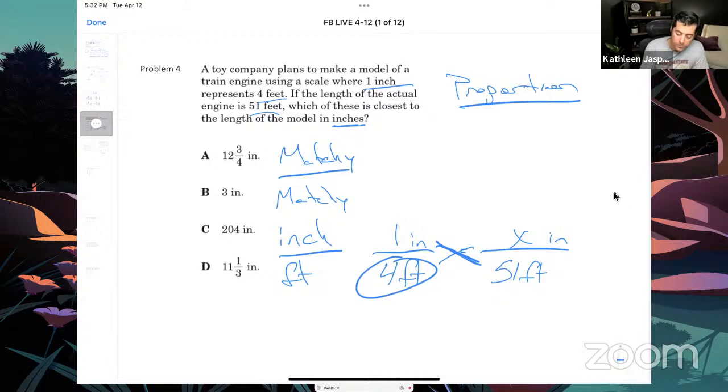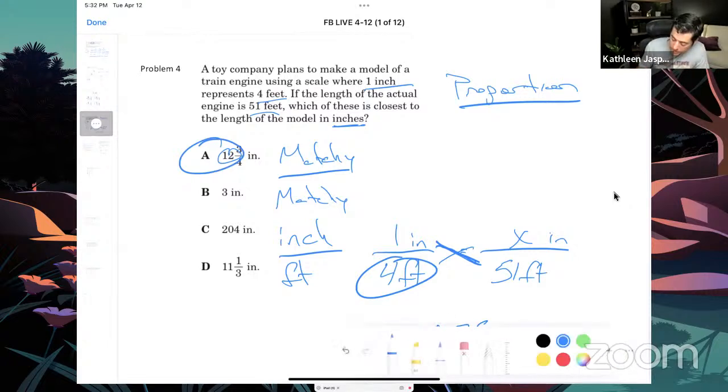So divide by 4, and I get X is equal to 12.75. And so then I look and I don't see 12.75, I see fractions. So the only one that says 12 is 12, so it doesn't really matter, right? So then I know A is the correct answer, okay?